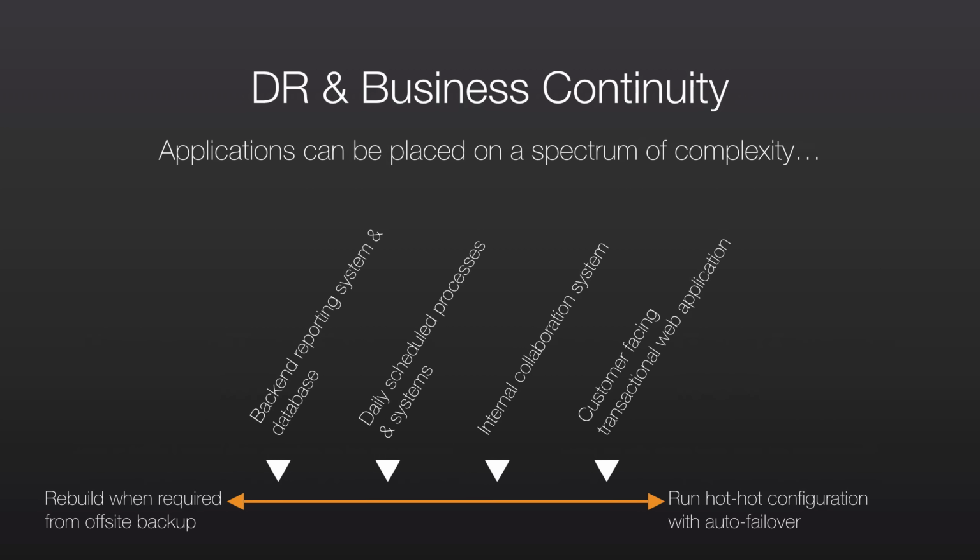And doing that assessment, you'll find that you place applications on a spectrum of complexity. For example, back-end reporting systems and databases. You may decide that you're going to rebuild these when required from an offsite backup because they're only required periodically. They may not be visible to customers. And then moving along that continuum, you may have internal collaboration systems that might be important for customer service purposes, and therefore you want to make sure that they can be recovered quickly. Or you may have customer-facing transactional web applications, revenue-generating apps, where you suffer both revenue loss and reputational damage when these applications aren't available. And these are the apps that you're likely to target for that hot configuration with automatic failover.